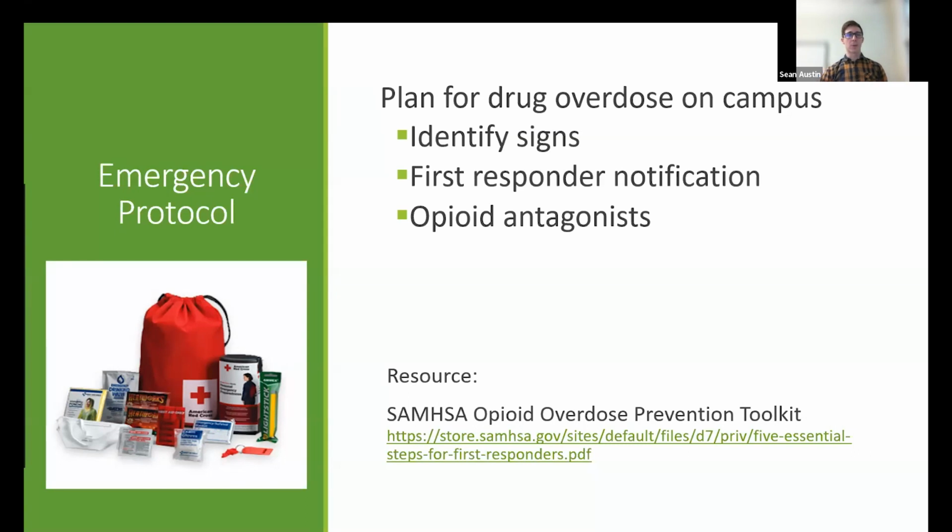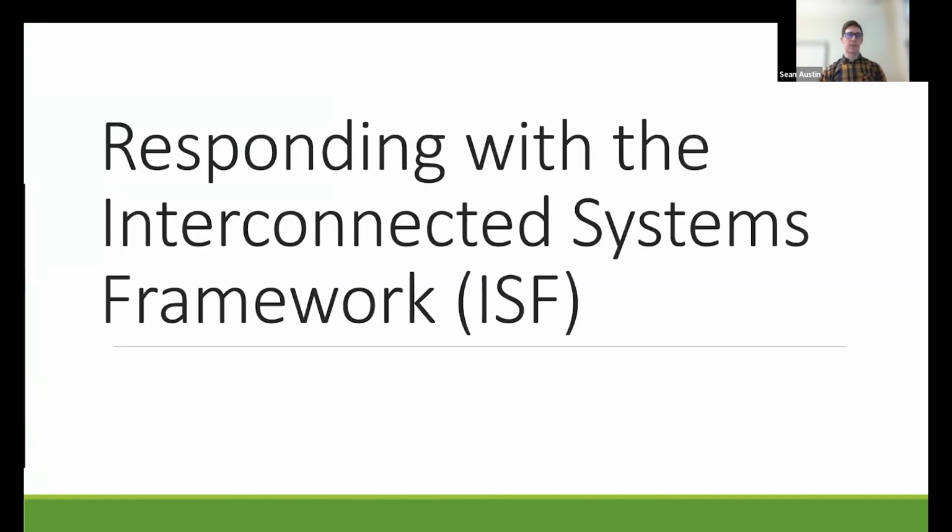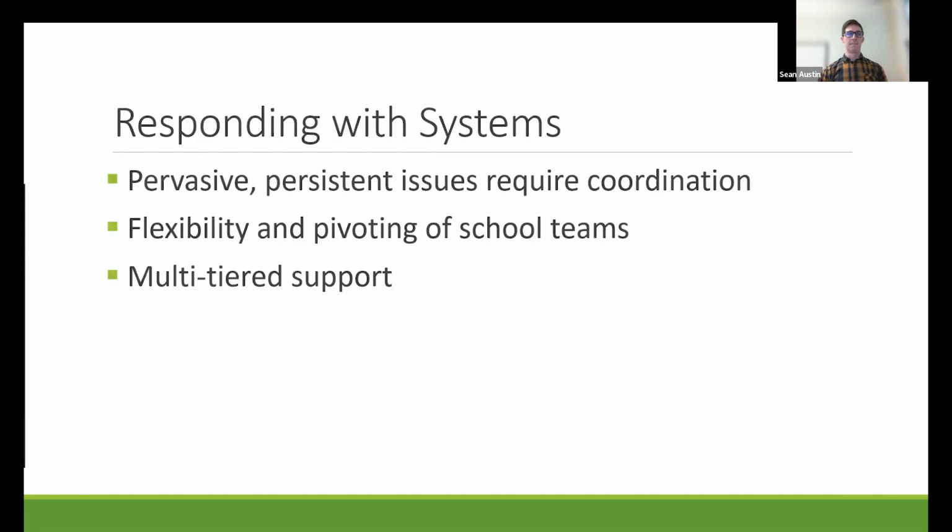So with that, those are the core recommendations for practices, points of engagement. Now we're going to move into the ISF and talk about how systems can support these practices being implemented really well, across tiers and comprehensively. Of course, responding with systems is going to be the most efficient way to approach most issues, especially the ones that are pervasive and persistent. It allows for some flexibility and obviously the strength of teams.